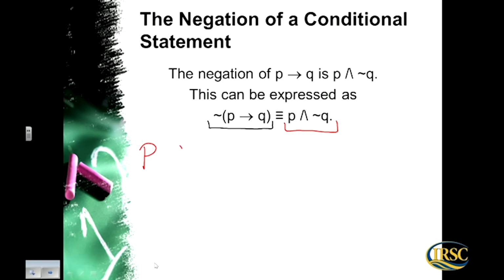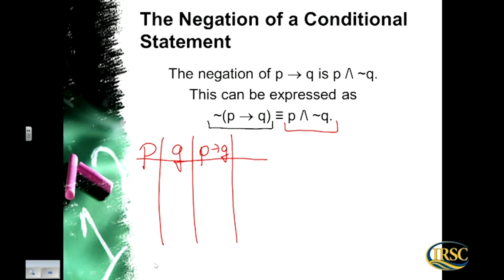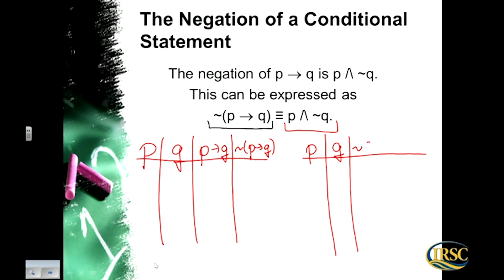So you've got P and Q. Then you have to do what's inside parentheses, if P then Q. And then you want the negation of what was inside parentheses. Okay, so again, it's like order of operations. You do what's inside the parentheses and work your way out. So for the truth table on the right, you still have a P and a Q. But then you have to do the not Q that's in the statement. And then you do the and statement between the two.